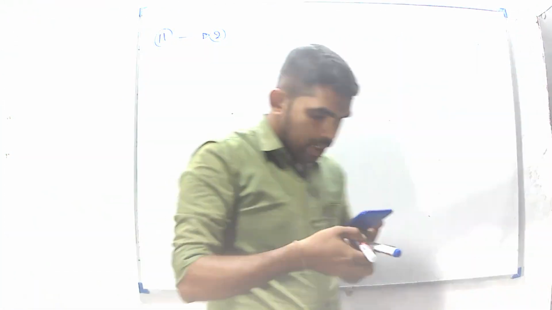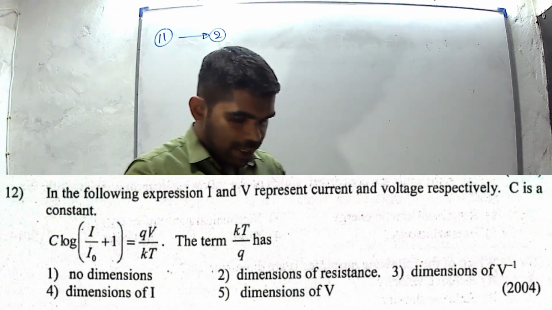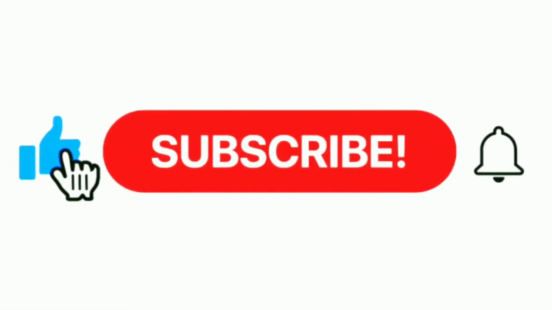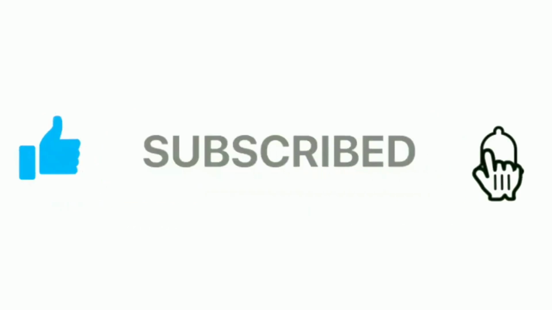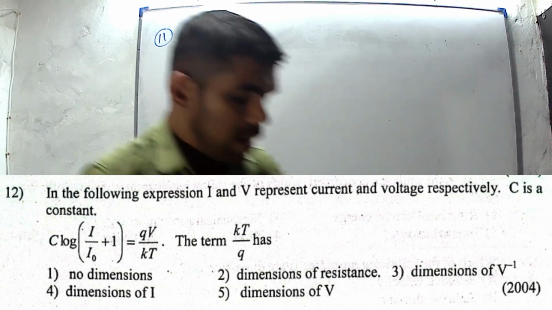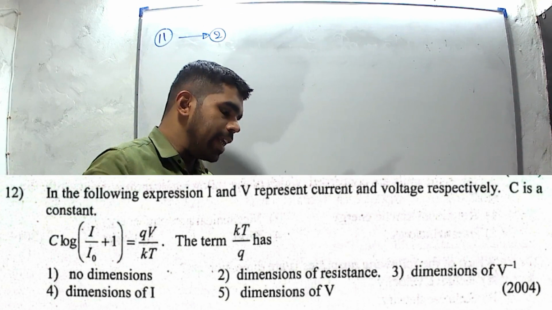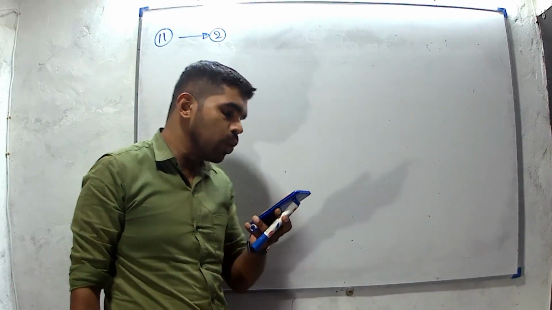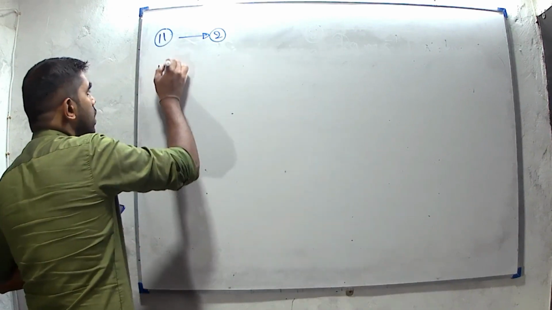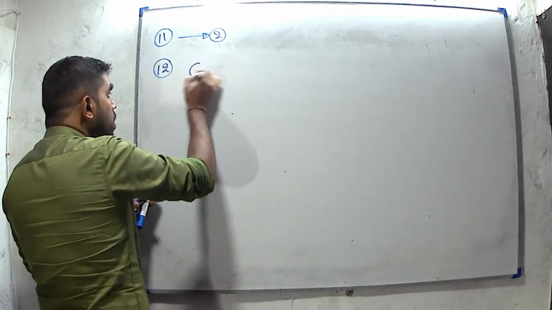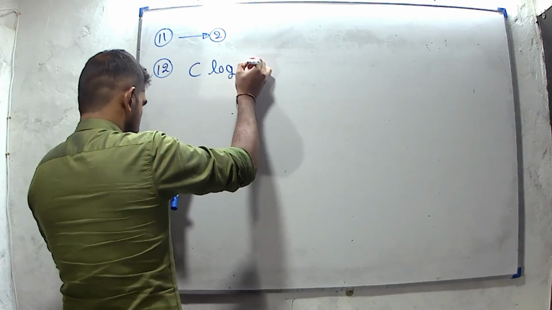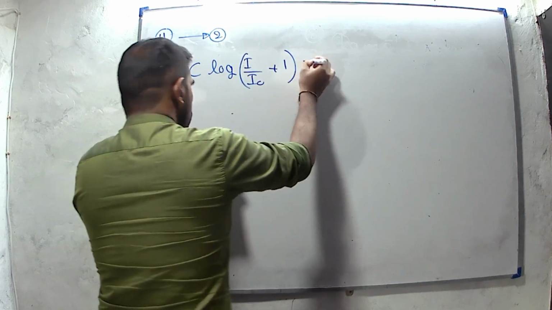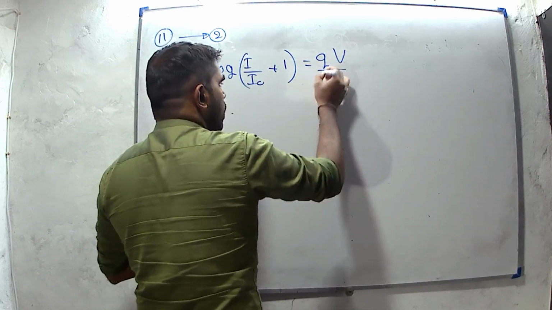Then 12. In the following expression, I and V represent current and voltage respectively, and C is a constant. We have to find the dimensions of the term KT over Q. I will write the given equation: C log (I over I naught plus 1) equals QV over KT.